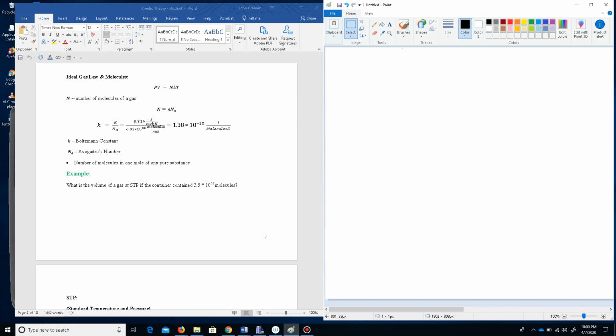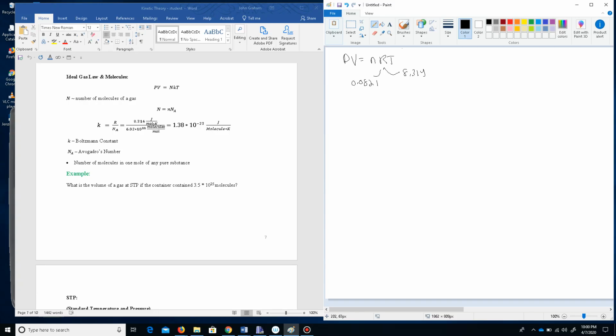We left off looking at the ideal gas law, and we had looked at previously PV equals nRT, and R could be either 8.314 or 0.0821, depending on your units.